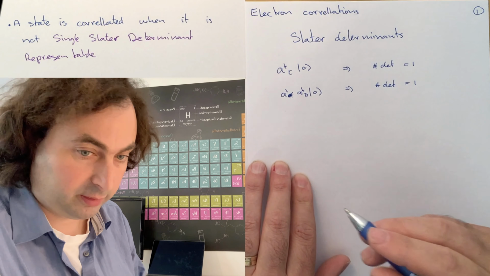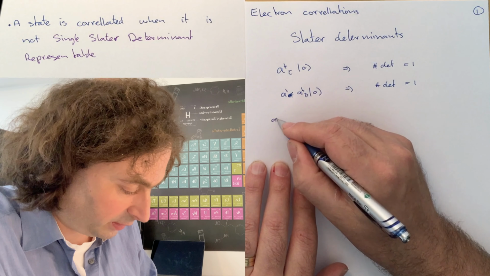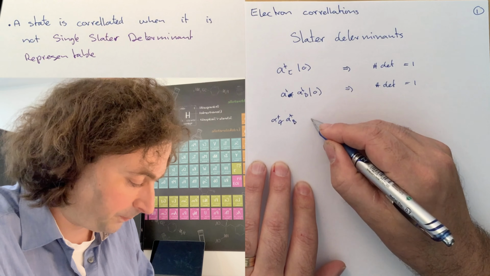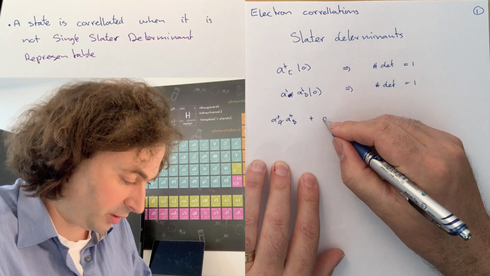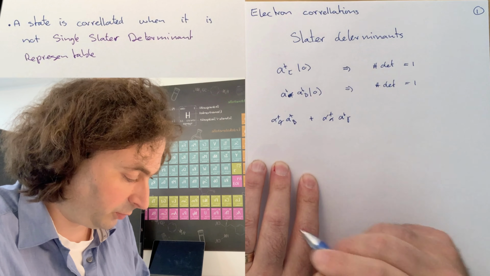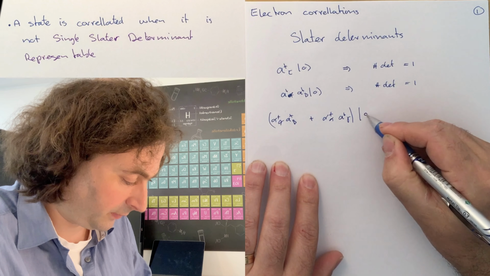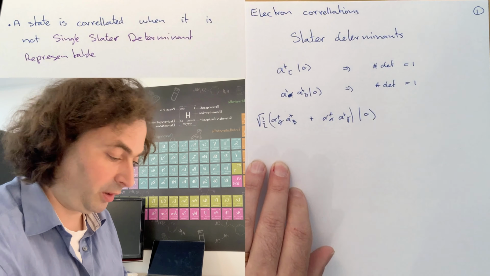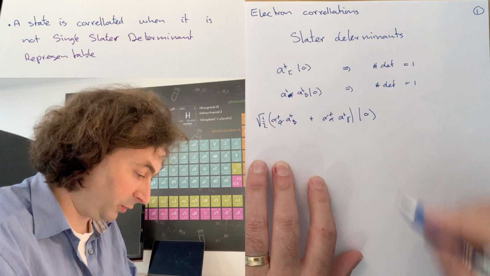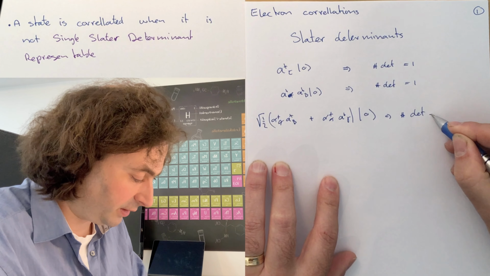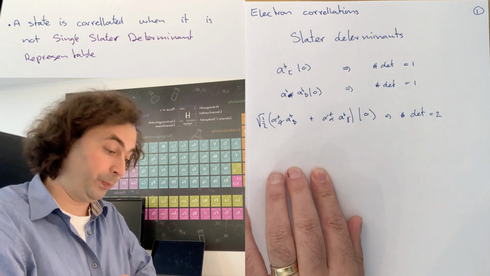We can, however, create a state where we say, well, I create one in alpha and one in beta, and I make a linear superposition when I create one in alpha and I create one in gamma, acting on the vacuum. Of course, we want this state to be normalized, so square root of half and the sum of the two. Now the number of determinants that we have in this state is 2.